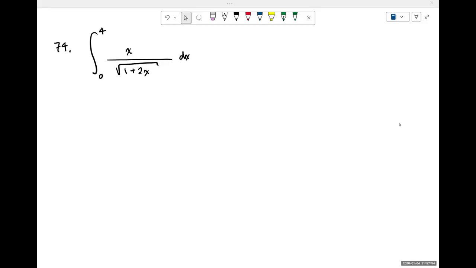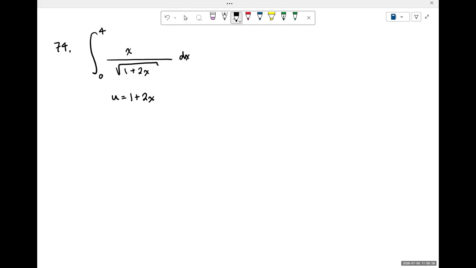These last two problems are going to be u-substitution problems where we have to do a little bit of work to make sure that everything actually is substituted. So for this example, you can see I've got an integral of x over the square root of 1 plus 2x. As usual, maybe the smartest thing to try is to let u be the stuff that's under the radical or that's in the power.